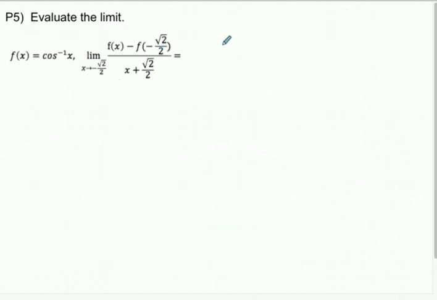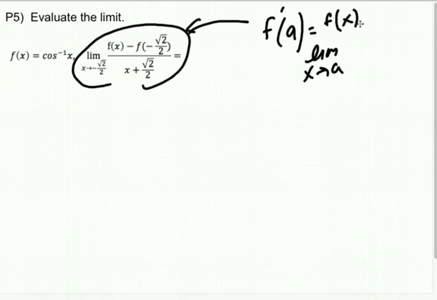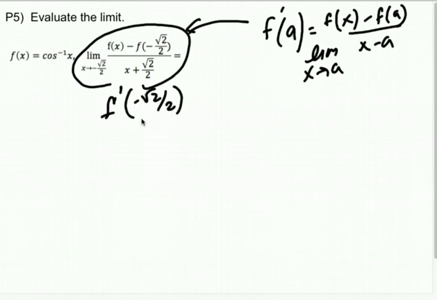All right, so last one, P5, same idea. Again, remember that you've seen this pattern before. We want to recognize that this is f prime of A, because it's the limit as x approaches A of f of x minus f of A over x minus A. Here my A is negative root 2 over 2. This is the kind of tricky question the AP likes to ask. So this is asking you for f prime of negative root 2 over 2. That's my A in this situation.